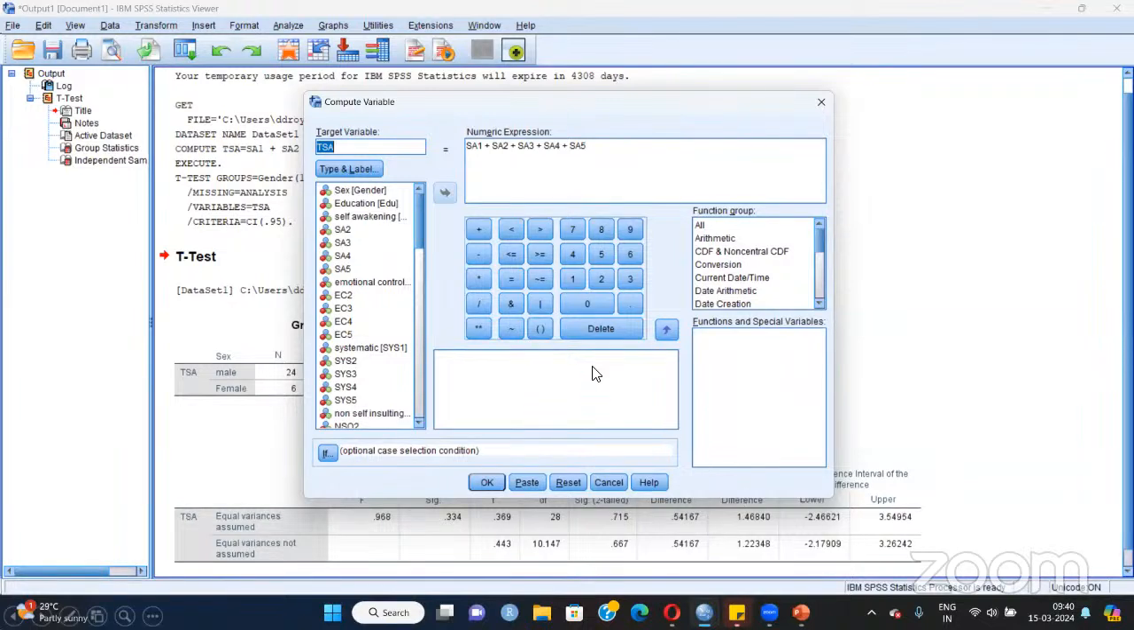So here you can find out SA1 plus SA2 plus SA3 plus SA4 plus SA5. So 5 items are there. I have calculated the total score. So the value is called the TSA. Okay. That means total score of self-awareness. That is the first value.